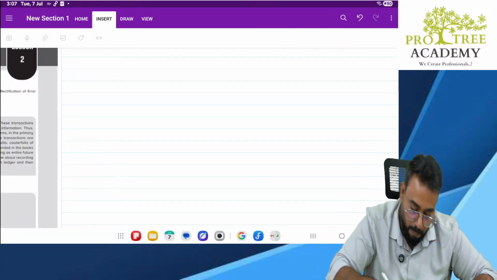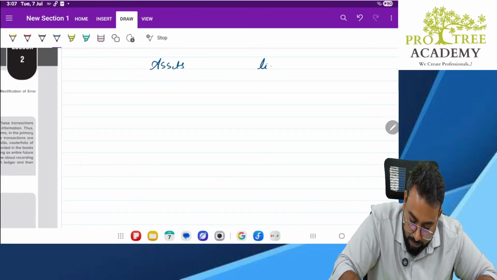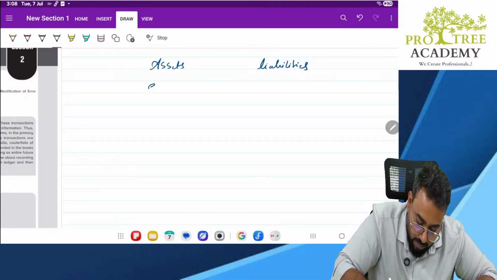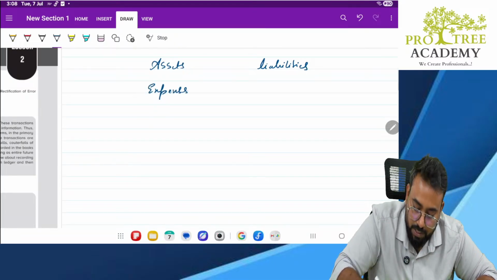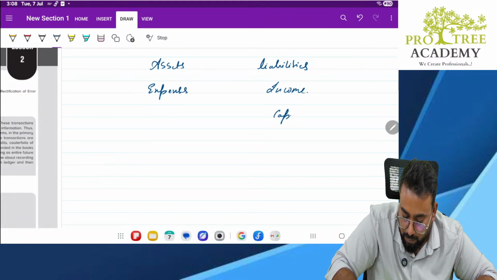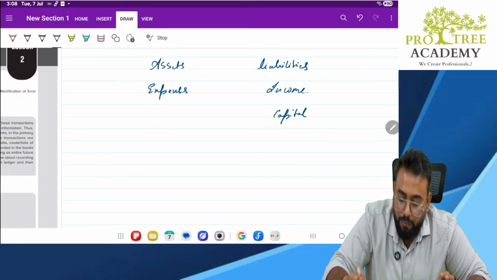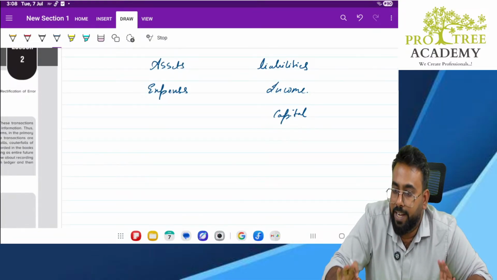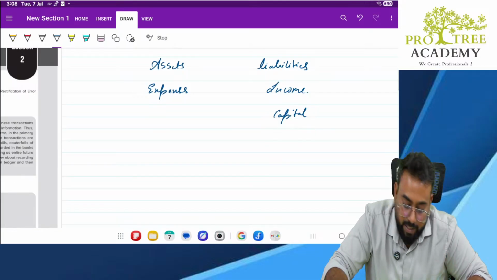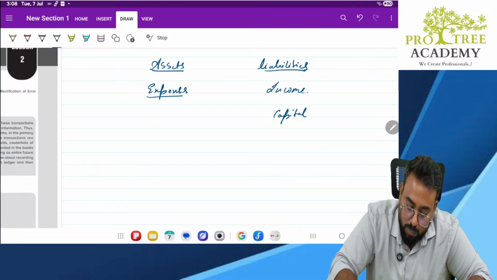What are those 5 items? Assets, liabilities, expenses, income. Let's try to understand these 5 items. If you get hold of these 5 items, your accounting will become easy. Correct? We have already seen what is an asset and what is a liability. We want to know what is an expense and what is income.